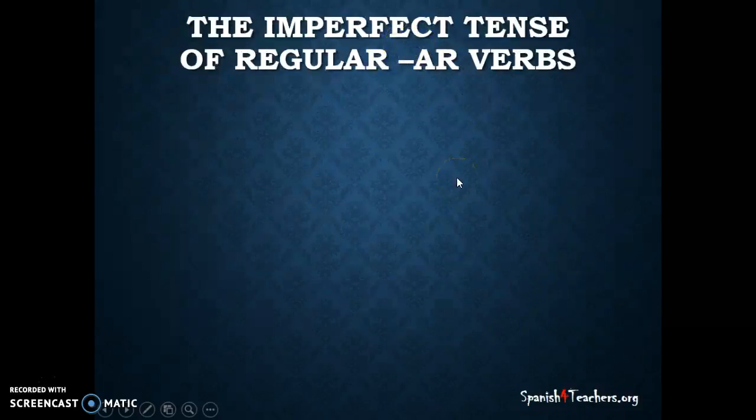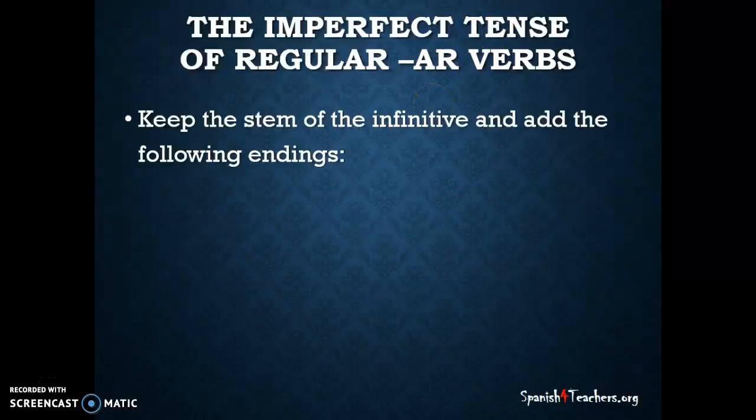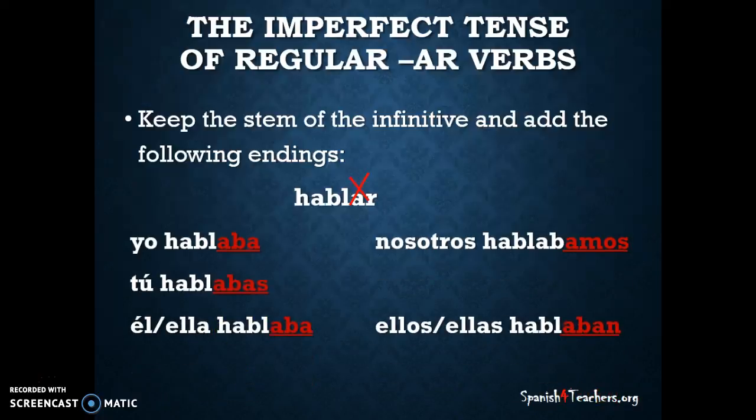Okay, but let's see how to conjugate the imperfect tense. How do we conjugate it? So let's look at AR verbs first. Like any verb, you're going to keep the stem of the infinitive and add the following endings. So let's take hablar, for example. That's an AR verb. We're getting rid of AR. Our stem is HABL. These are the endings we're going to add. Aba, abas, aba, ábamos, aban. So it's kind of fun to say.